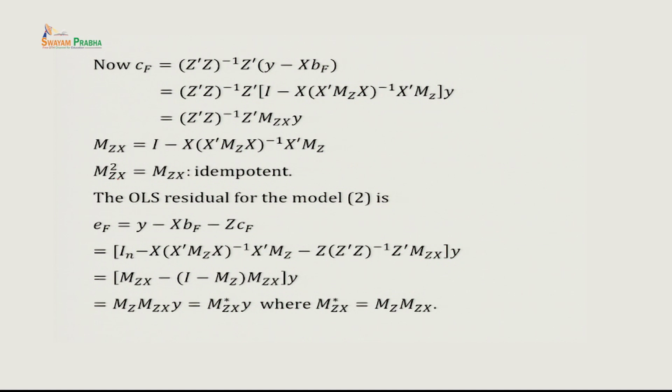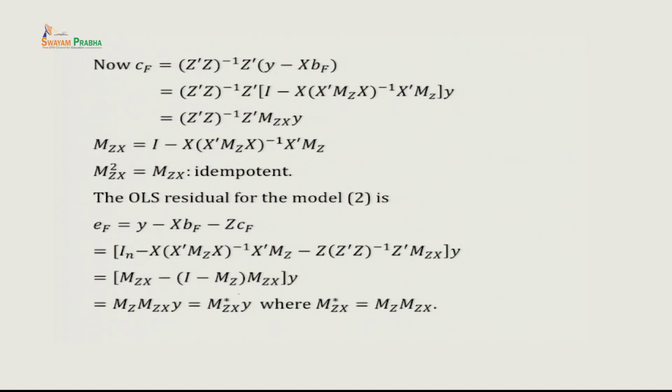If you take a square of M_Z X, then it is equal to M_Z X. Then the OLS residual for model 2 is e_f equal to y minus X b_f minus Z c_f. This is the OLS residual for the misspecified model. This is equal to y minus X times b_f, where b_f is equal to (X' M_Z X) inverse X' M_Z y. So we take y common here, we get this matrix here, and then Z times c_f, where c_f is equal to (Z'Z) inverse Z' M_Z X y.